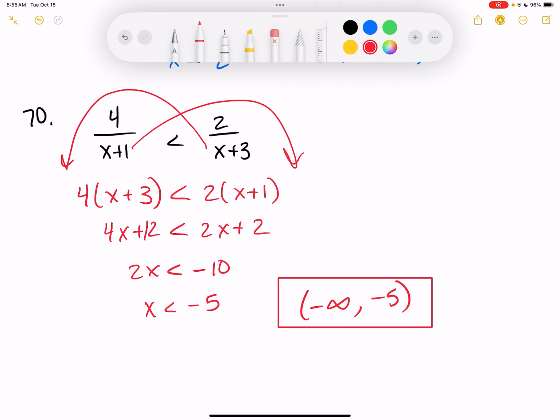All right, any questions about any of that? All right, then your problems are 13, 19, 31, 37, 43, 59, and 69.